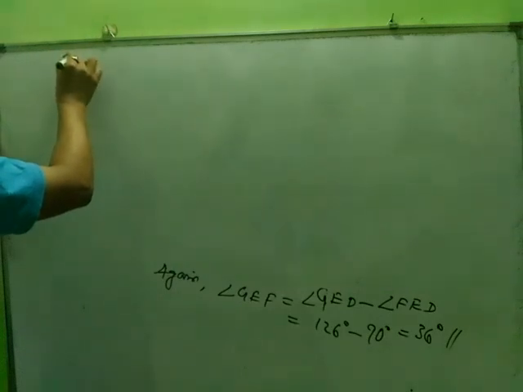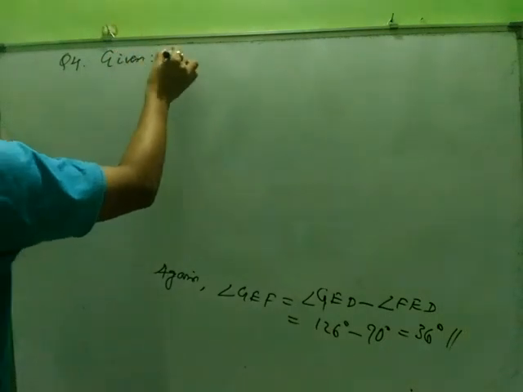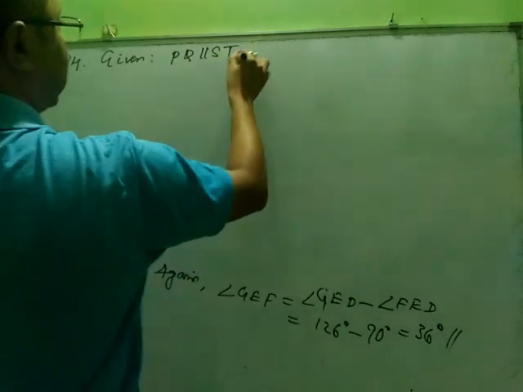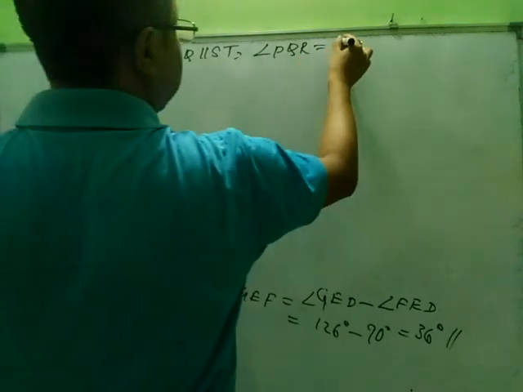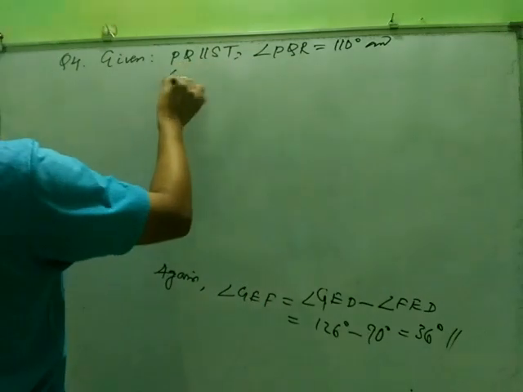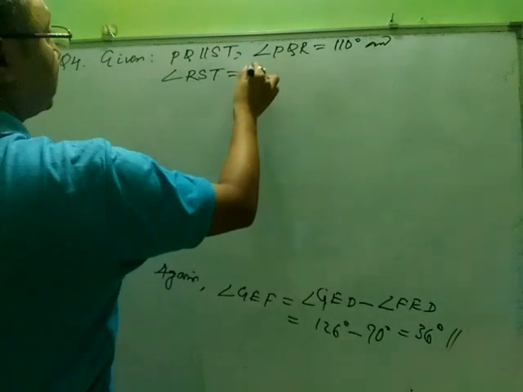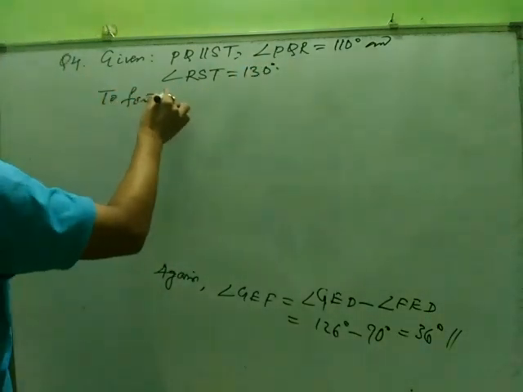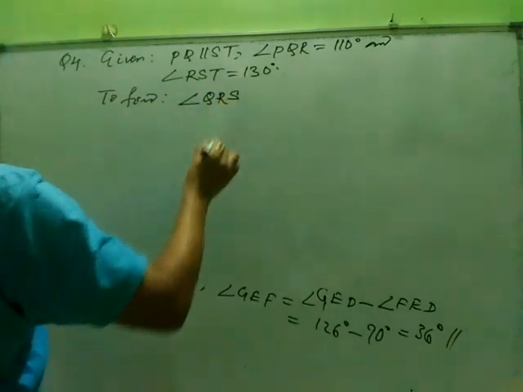Question number 4. Given PQ parallel to ST, angle PQR equals 110 degrees and angle RST equals 130 degrees. Now find angle QRS.